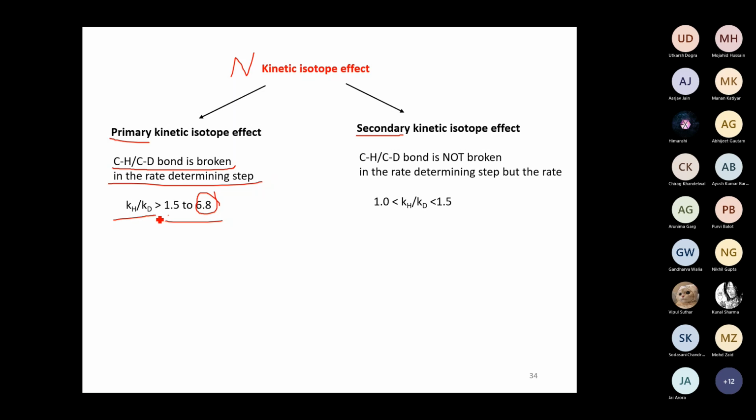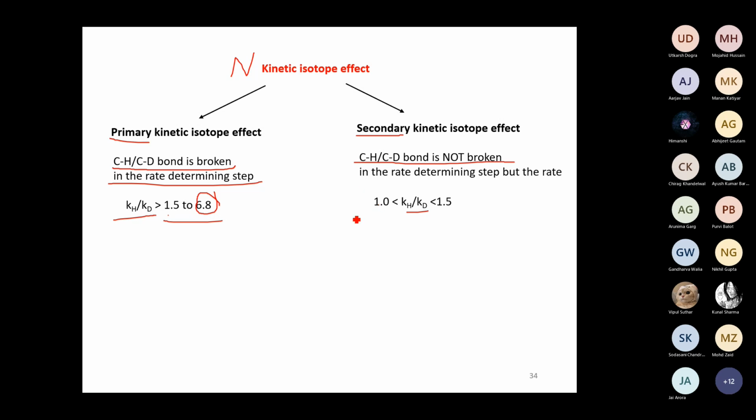This is the experimental result. If you see KH by KD is greater than 2, suppose 2 or 3, that indicates that the CH or CD bond is being broken in the rate determining step. If KH by KD is in between 1 and 1.5, that indicates that the CH or CD bond is not being broken. But it will also tell what is the nature of the transition state. I will tell that next.